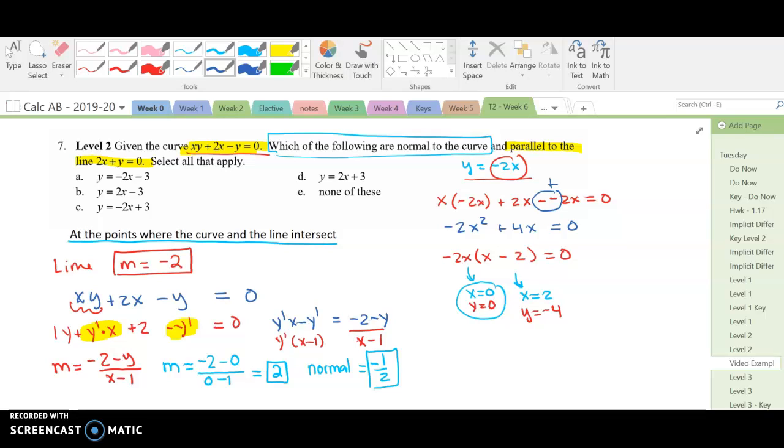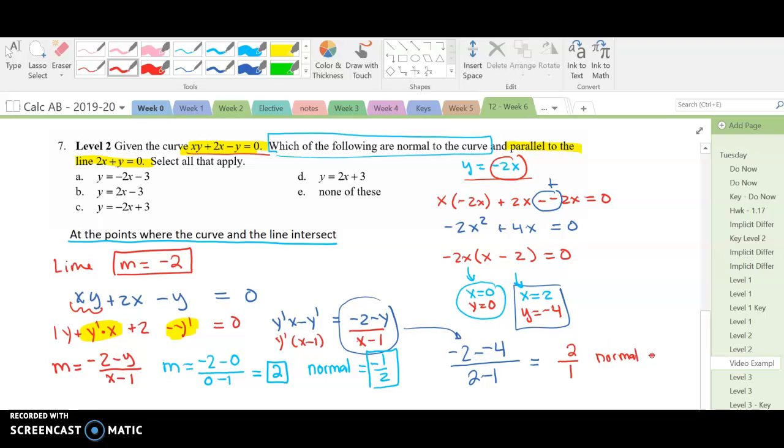And so now we're going to check the other point, 2, negative 4. So we'll plug 2, negative 4 into here, and we'll have negative 2 minus a negative 4. We're plugging into our y prime equation, all over x is 2 minus 1. Well, this turns into negative 2 plus 4 is 2 over 1. So the same slope at that point, and our normal then will be negative 1 over 2.